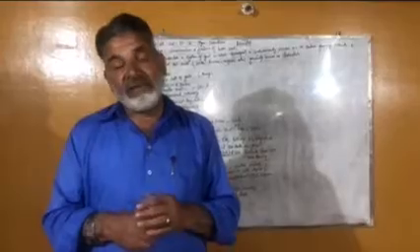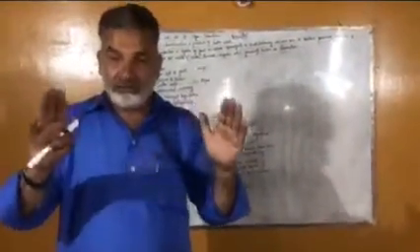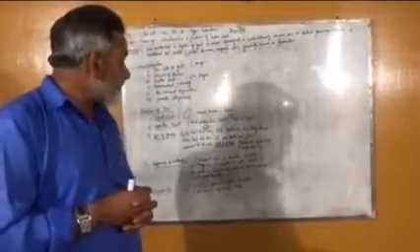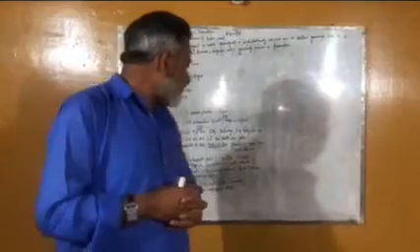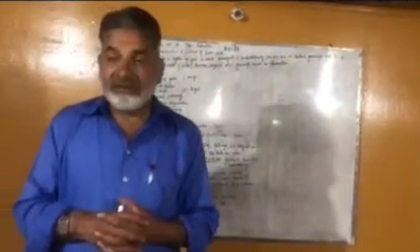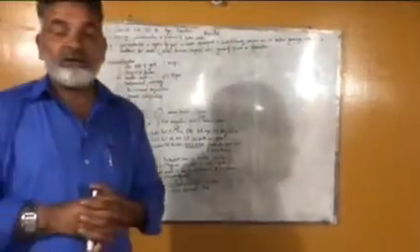The state list has 66 subjects on which the state government, the unit government, can work. These include public order, public health, education, and the police of that very state, or of that very unit. Likewise, another list is called the concurrent list.